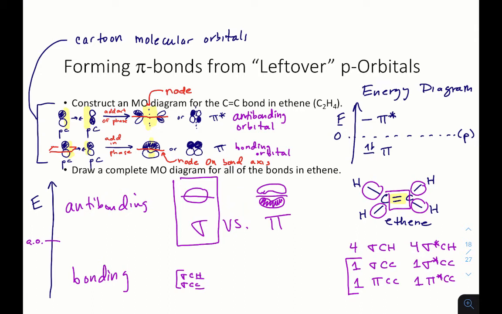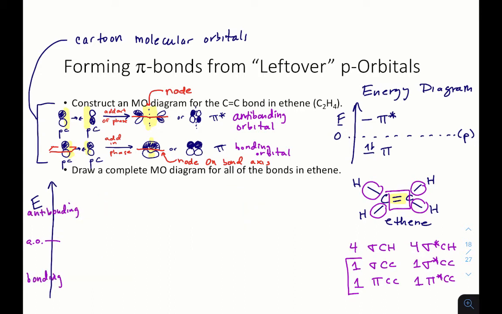Let's put all of this together. The lowest energy orbitals for ethane are the sigma orbitals. We have the 4 sigma CH orbitals and the 1 sigma CC. Let's just cross those off our list. Next, we have the pi CC orbital. Cross that off our list.